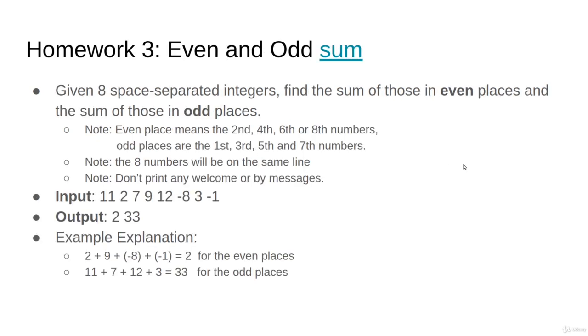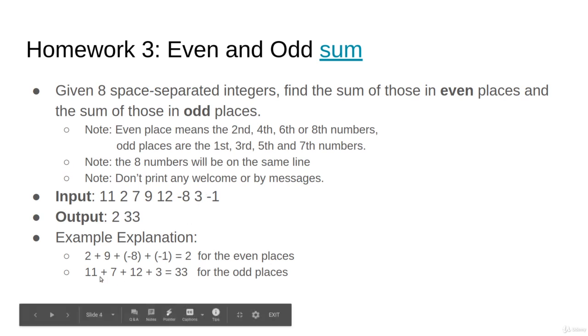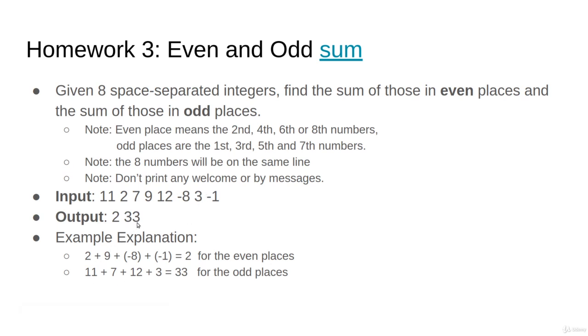In the third one, we will be given 8 numbers on a single line like that. So some of these places are odd and some of these places are even, the place or the position. So the odd positions here are this position like 11 and 7 and 12 and the 3. You are to sum all of them and print here a value like 33 for them.